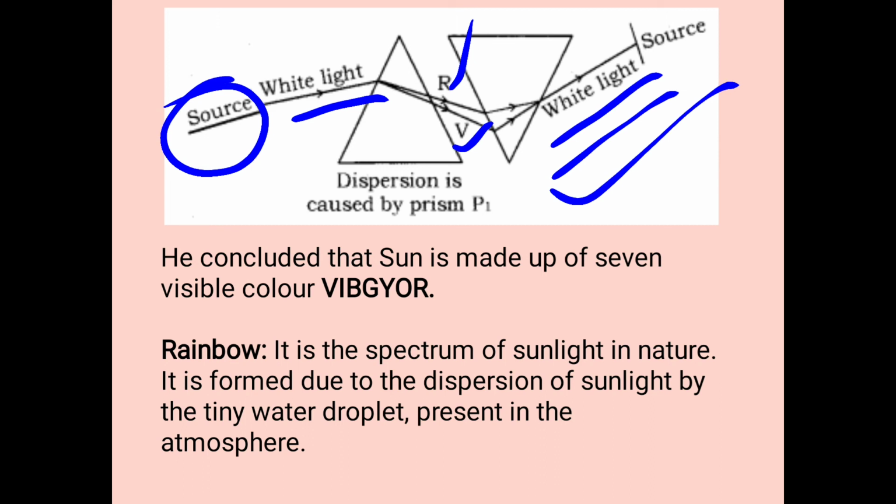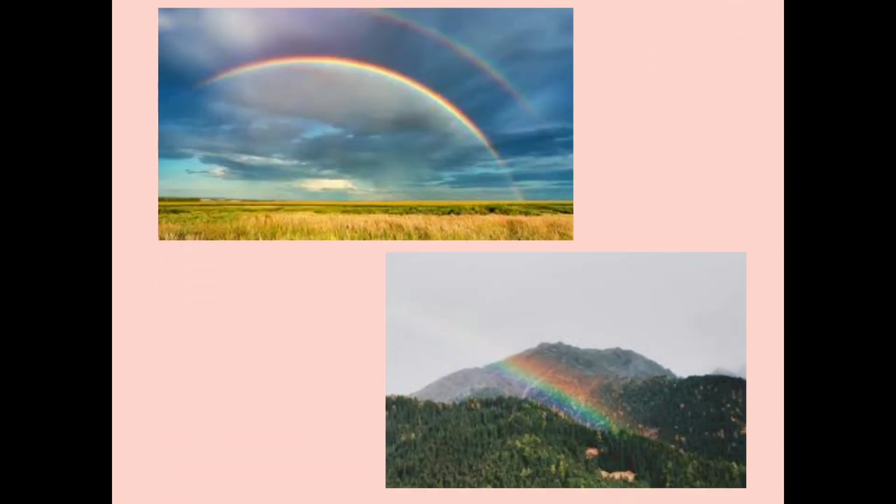You have observed a natural spectrum in your life, after a rain shower. You have observed in the sky that a rainbow, our natural spectrum, appears. So how does this appear, let's see. The rainbow is the spectrum of sunlight in nature. It is formed due to the dispersion of sunlight by the tiny droplets which act like small prisms present in our atmosphere. Here we can see with the help of these images that this is our rainbow.